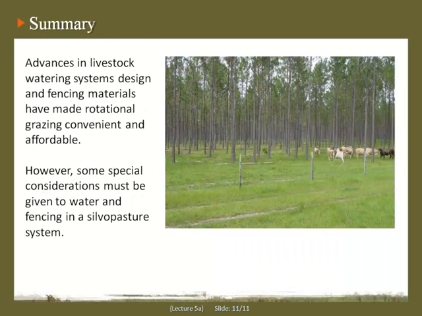In summary, over the years there have been many advances in livestock watering systems design and fencing materials that have made rotational grazing both convenient and more affordable. However, there are some special considerations that must be given to water and fencing in a silvopasture system to maintain productive pastures and to optimize livestock health.